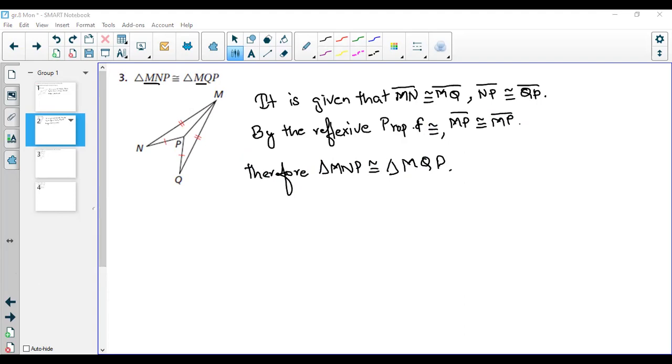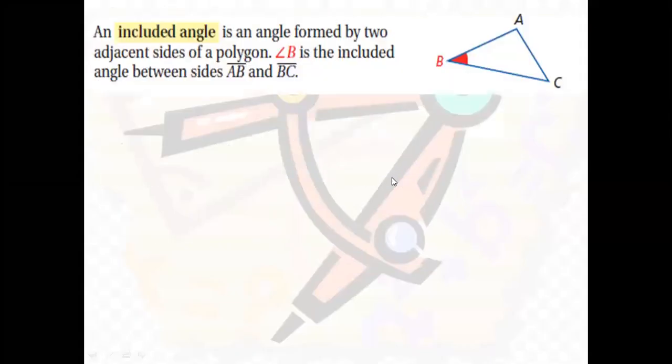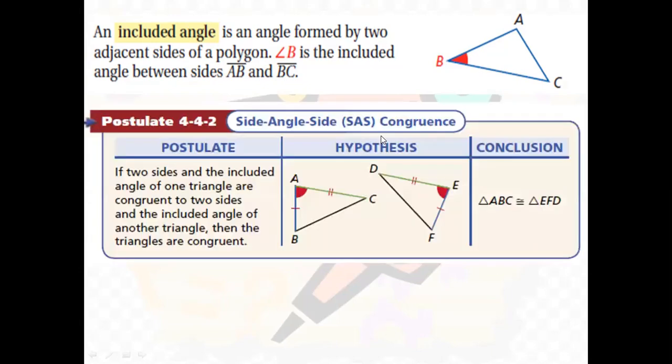Now this was about SSS property. Next comes the SAS property. But before that, we need to know what is an included angle. An included angle is the common angle between two sides. For example, AB and BC. So the common angle between AB and BC is angle B. So we say it as the included angle.